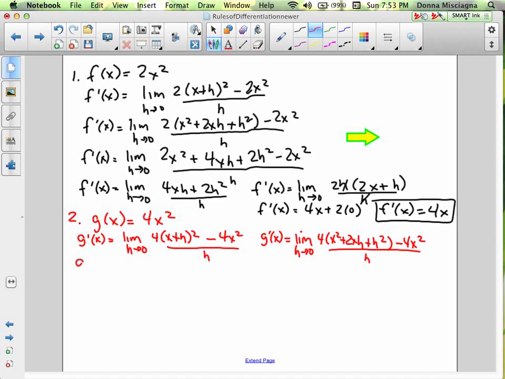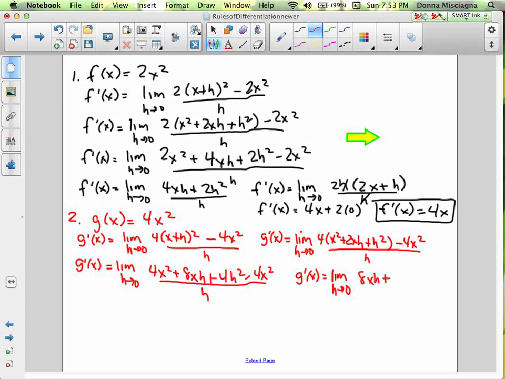So we have g prime of x equals the limit as h approaches 0 of 4x squared plus 8xh plus 4h squared minus 4x squared, all divided by h. Now those 4x squareds are going to cancel. I think I can fit it over here. So we have g prime of x equals the limit as h approaches 0, and we have 8xh plus 4h squared.